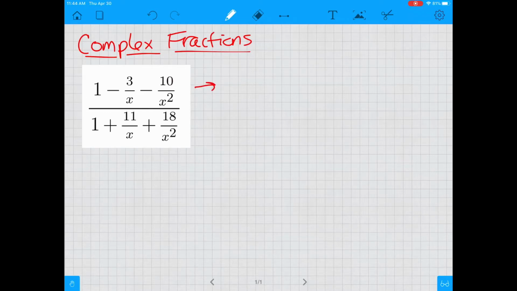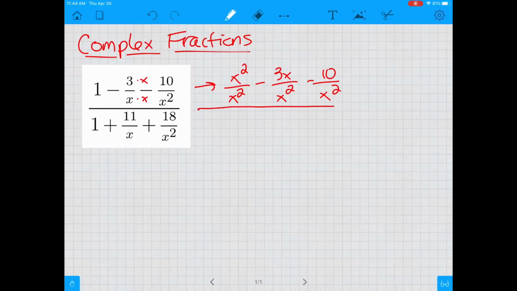If I deal just with my numerator here, my least common denominator is just going to be x squared. So the 1 turns into an x squared over x squared, minus, now I need to multiply that guy by x over x, so minus 3x over x squared. And then obviously minus 10 over x squared. That guy's already there. All over.